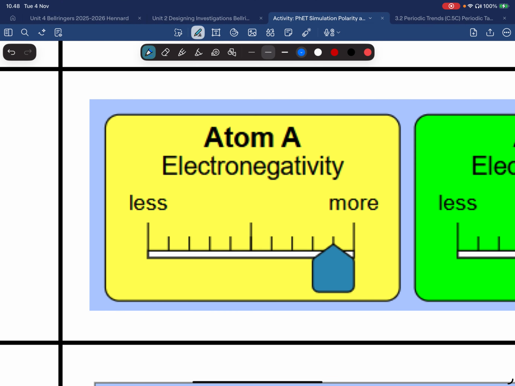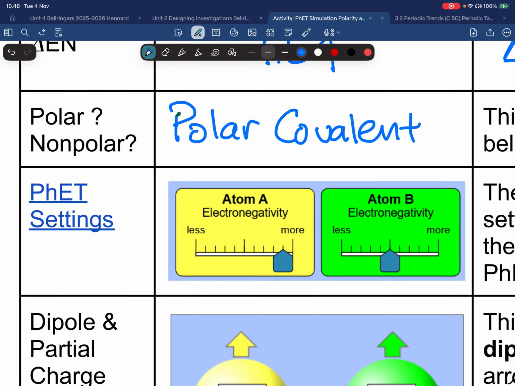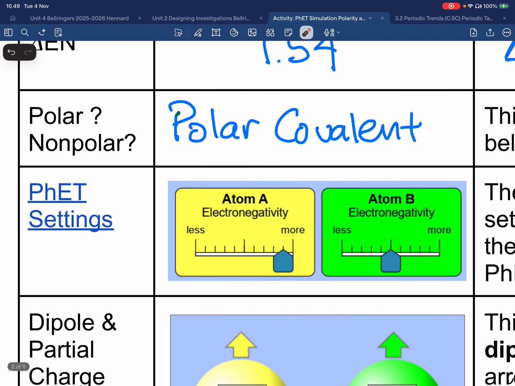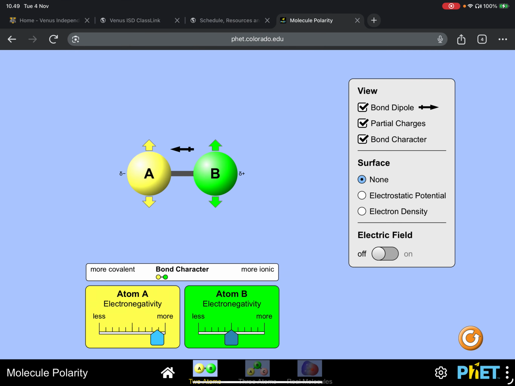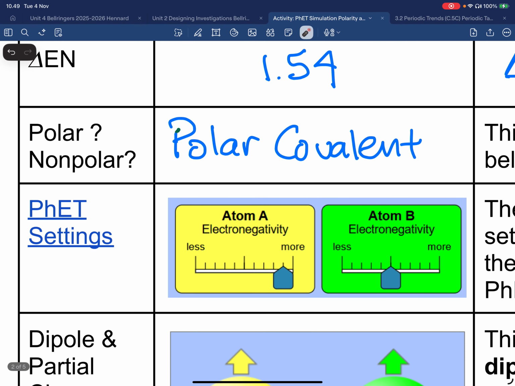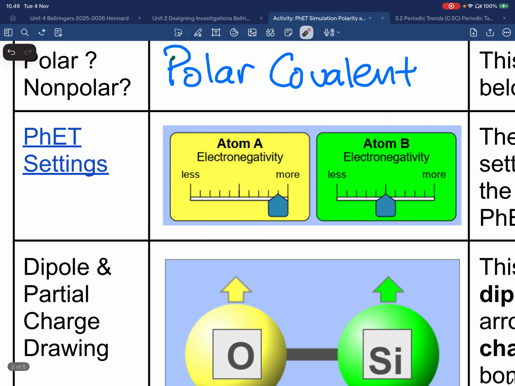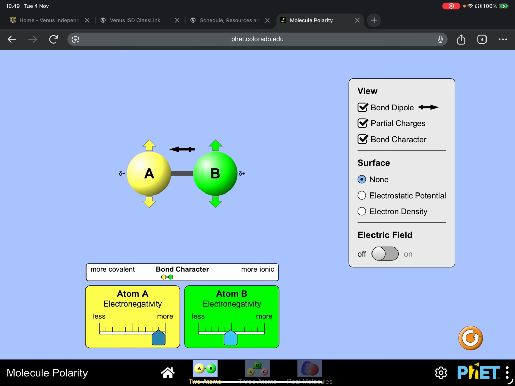Atom A is one click from the right for more electronegativity. That's because atom A is oxygen and the electronegativity is very high, so we're going to set the electronegativity very high. We're going to go in here and slide the slider to there. Then we're going to go back. We're going to check atom B is 1.9. It's less electronegative, so we're going to set that slider to halfway, which it is right there.